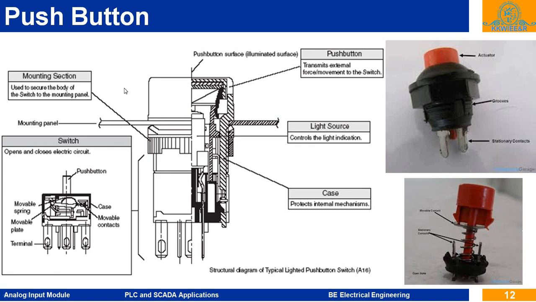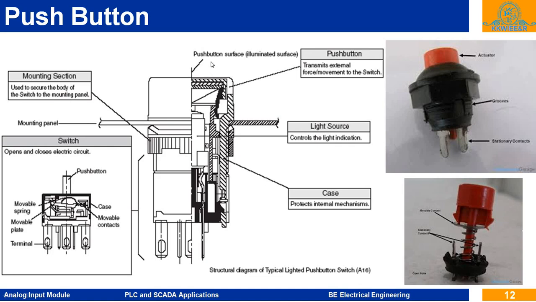So this push button is mounted on this plate. It is called the mounting panel, then the mounting section. From the front side, this screw is removed and it is put into the panel, and from the back side this check nut is mounted on the push button. This is the mounting section, used to secure the body of the switch to the mounting panel.